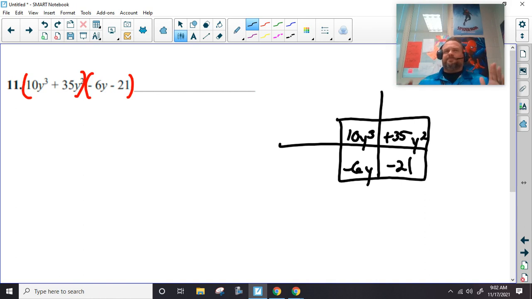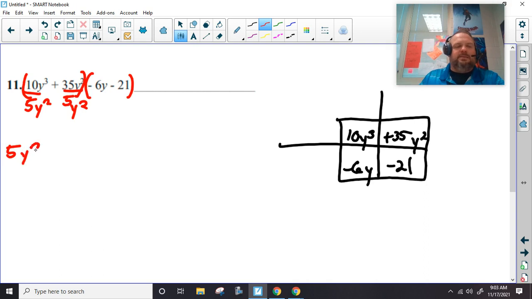Now, if we look at this first grouping, what is the GCF between 10 and 35? Yeah, well, it will be a y squared. Yeah, but I understood what you were saying. That's not a big deal. Okay. Yeah, it's the lowest exponent.